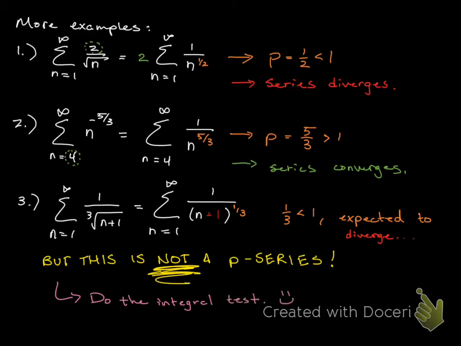Contrary to what I just said, we have an expected outcome, so it's not like we're just reaching in the air for nothing. We have a good idea of what's going to happen here because we can see that power, but it's not a p-series. So I do have to do the integral test in a situation like this. Some of those might be tossed your way, and you have a good idea of what the outcome is, but you do have to go through and show the integral test.